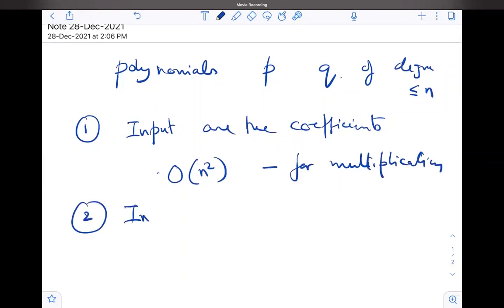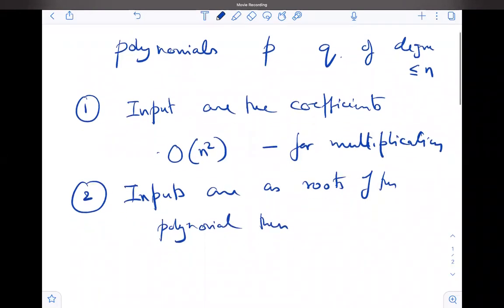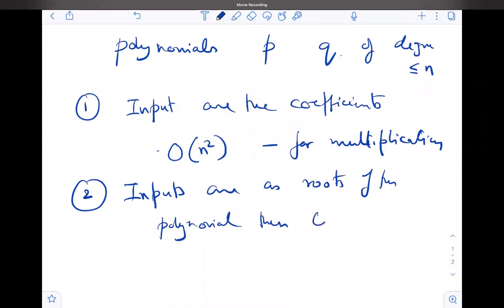The second thing you told me was that if the inputs are given as roots of the polynomials, then it takes just order one time. Basically, you just have to add them up, or maybe order n, to obtain the roots of p times q.